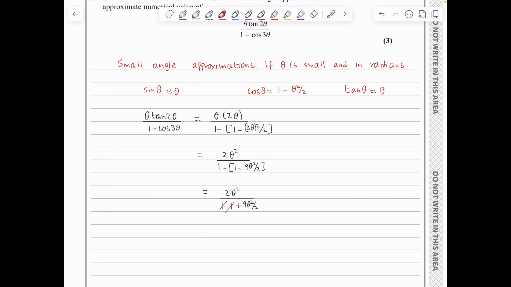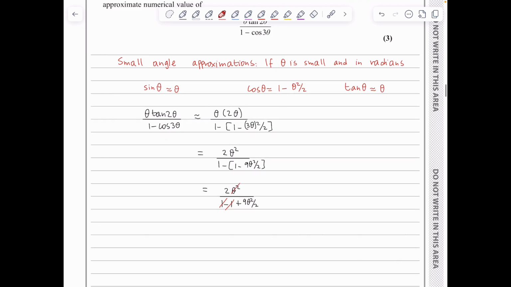Obviously the 1 with the negative 1 will cancel out. The theta squared with the theta squared will cancel out. And 2 divided by 9 over 2 gives an answer of 4 over 9, which is the final answer.